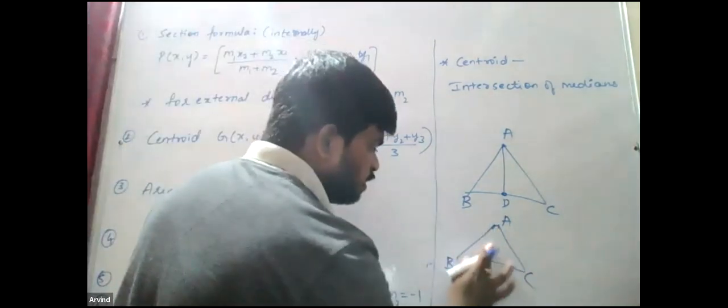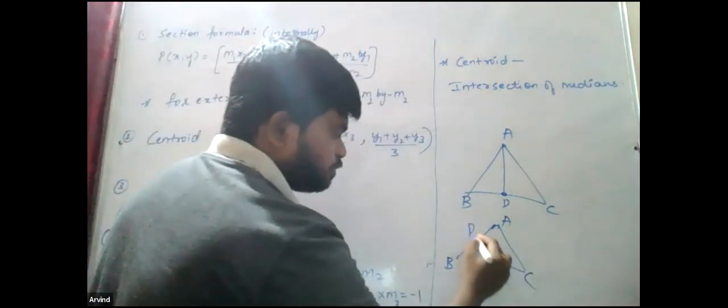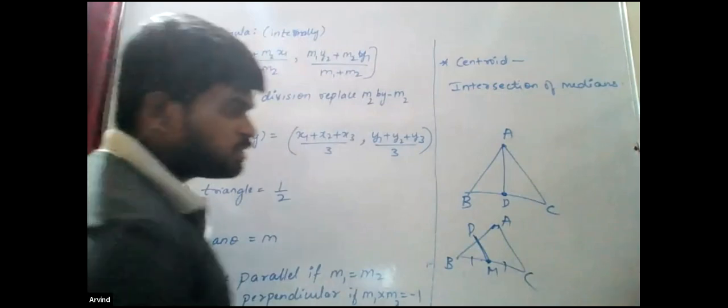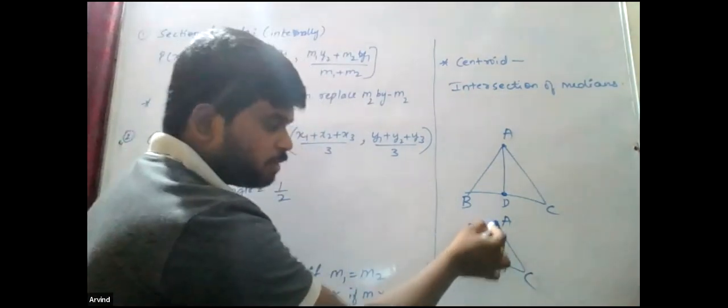Another case is, M is a midpoint. M is a midpoint. Can I call this line PM a median? No, because it is not drawn from the opposite vertex.